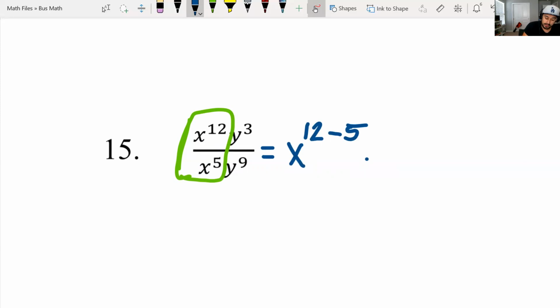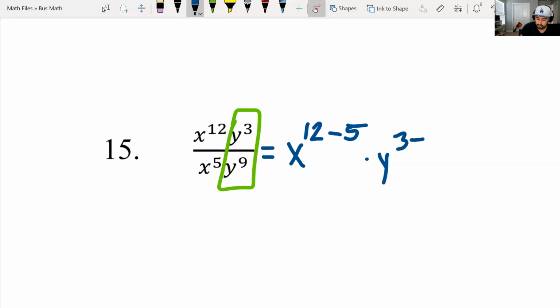times. The next piece I want to take out is this y cubed over y to the 9th. So when I take that piece out, again, it's quotient rule. y cubed minus 9. Simplify. You get x to the 7th times y to the negative 6th.